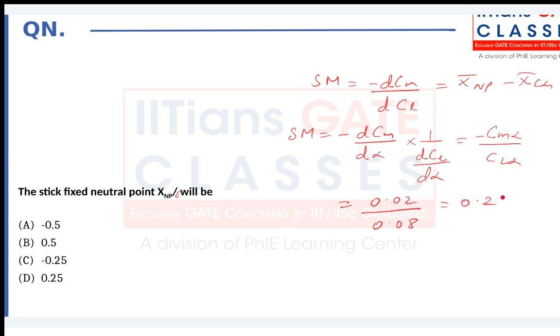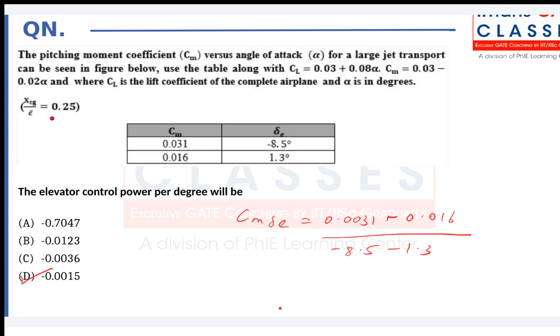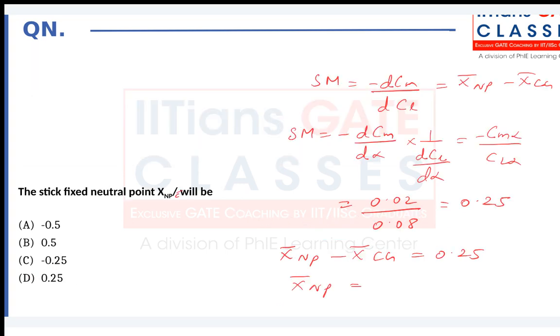Now x bar NP minus x bar CG is this 0.25. So x bar NP is, what was CG? It was 0.25. So x bar NP is nothing but 0.5, right? Correct.